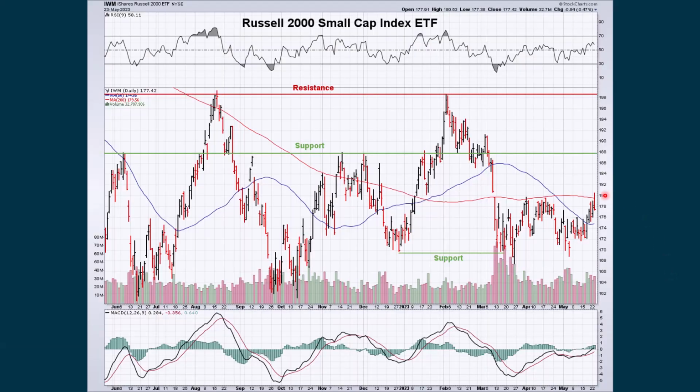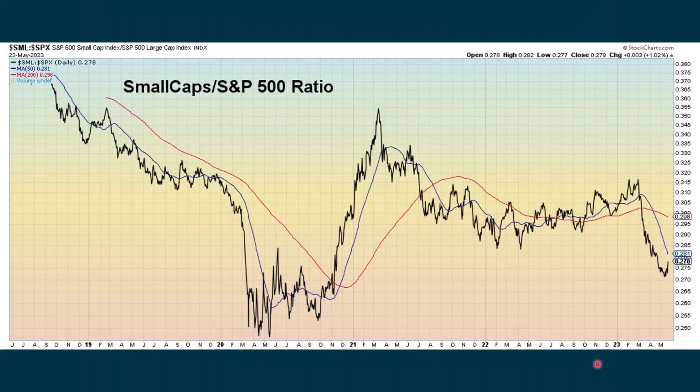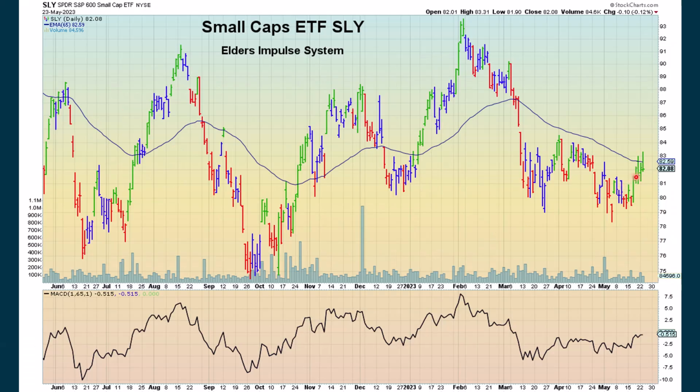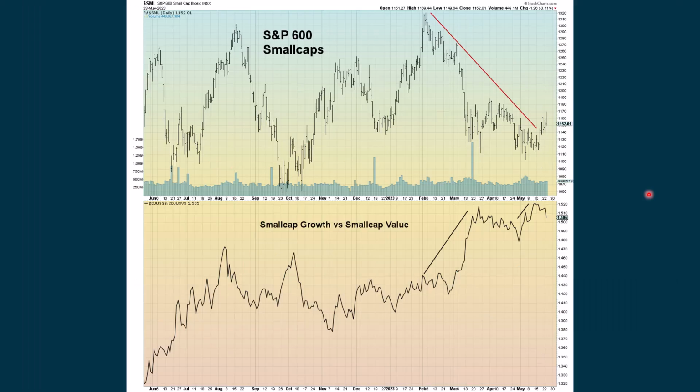Then looking at the Russell 2000, we're still above 50 with the RSI, but we're turning down. The MACD still remains positive. Small caps are showing some improvement compared to the S&P, but they still are underperforming overall. The small caps for the Elder's Impulse system still remain positive.